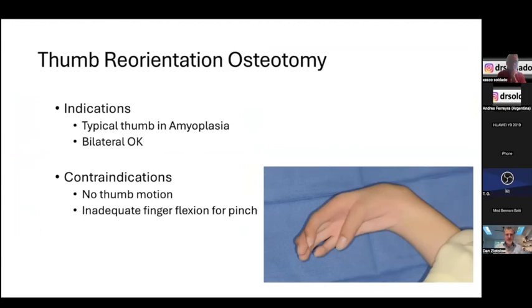Indications: your typical thumb in amyoplasia sits in thumb CMC flexion. And therefore, I like to do a base of the thumb metacarpal osteotomy to bring the thumb into more extension. If they don't have any thumb motion and they have inadequate finger flexion for pinch, then it's probably better that they have a thumb to palm pinch, and you don't want to take that thumb out of the palm.